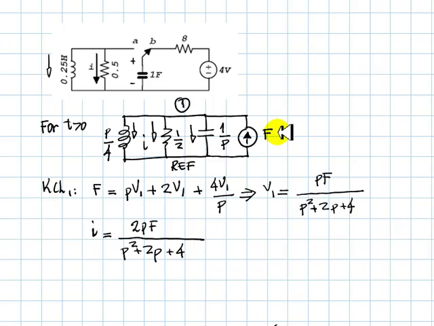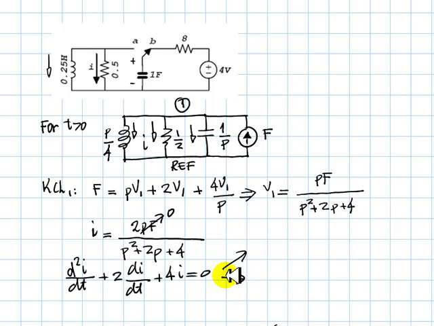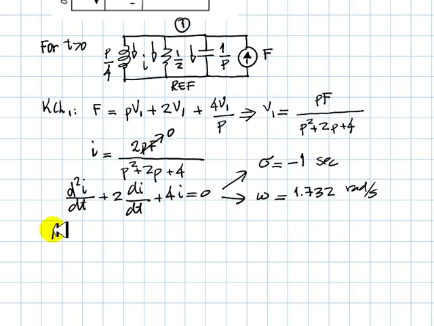Now, that fake source has a value of 0. So this is 0. The eigenvalues of this differential equation are complex conjugate with this sigma and this omega. That current has this form: K1 e to the negative t sine 1732t plus K2. The final value of that current is evidently 0. So that is all the expression.